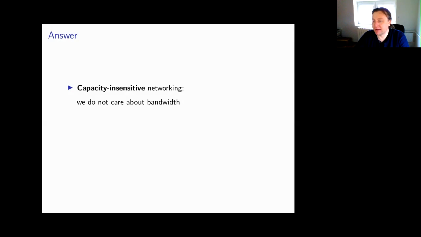In order to simplify the problem somewhat, we assume that we have capacity insensitive networks. So for example, if I use a 100 megabit link, but I only use, say, 1 megabit or 100 kilobytes of the download or upload, like during this presentation, that's sufficient to just consider latency.